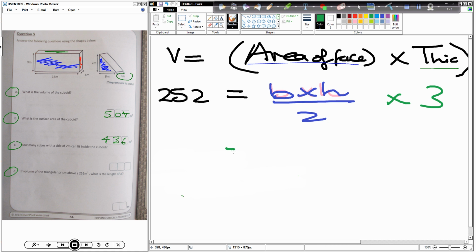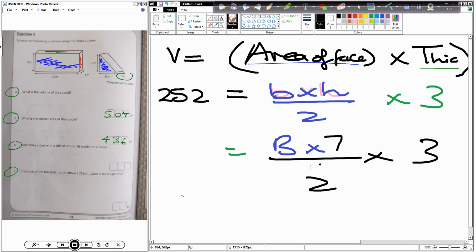So let's put the values in for the base and the height. So we said the base is equal to B. It actually is B. And times by the height, which is equal to 7. And then we divide that by 2 and times that by 3. And that gives us 252. So what we're trying to work out is actually, where is it? Also, they didn't write times by 3. Okay, because if the volume of the cuboid, that's how we do it. I've said the question. Say that again.